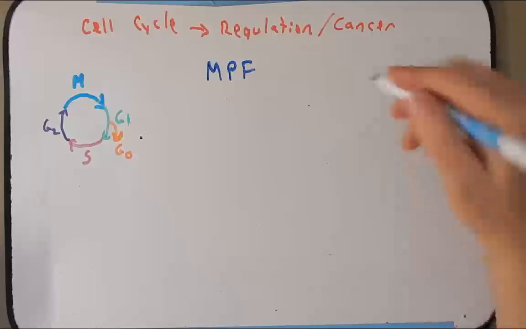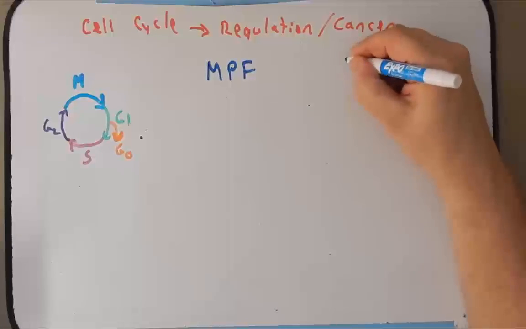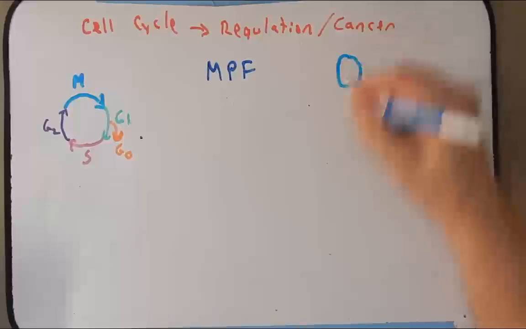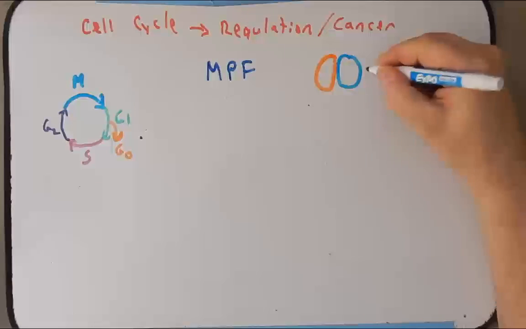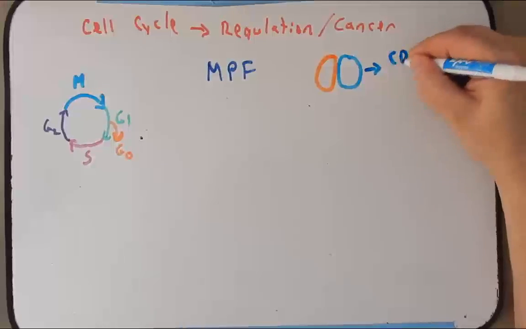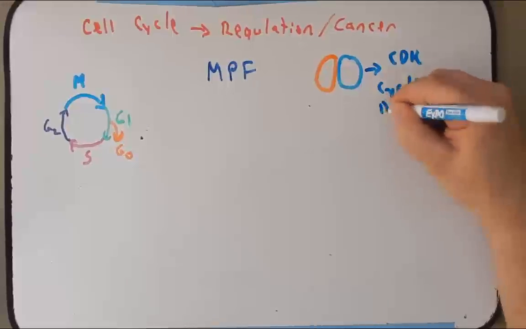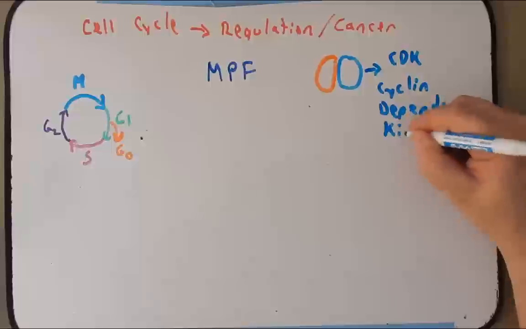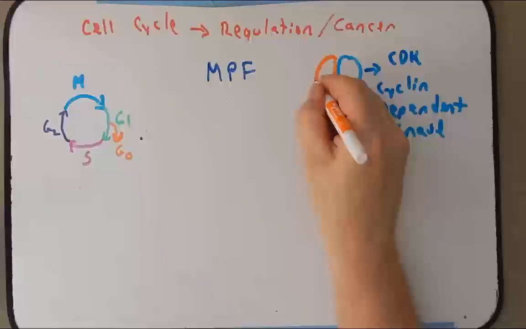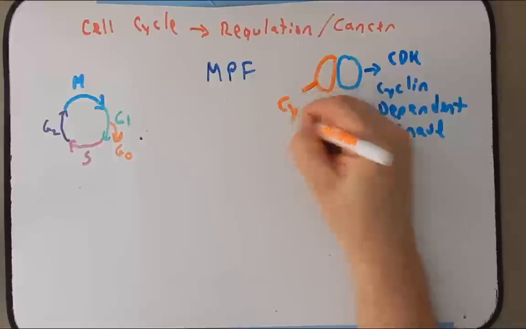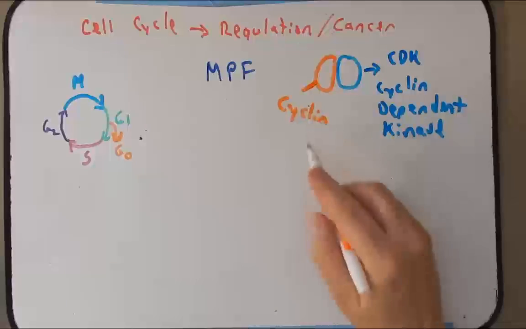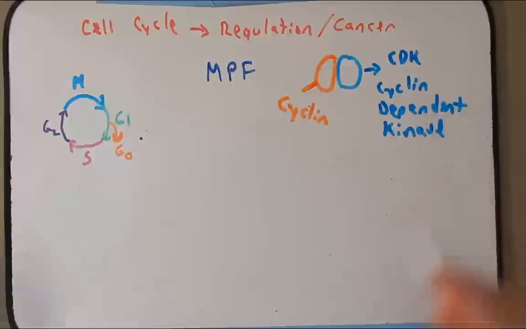And one of the first things they were able to characterize is that it consisted of two subunits. This one over here, we're going to call CDK, and this stands for cyclin dependent kinase. And over here, this other subunit is called cyclin. It is the cyclin that's associated with the cyclin-dependent kinase.